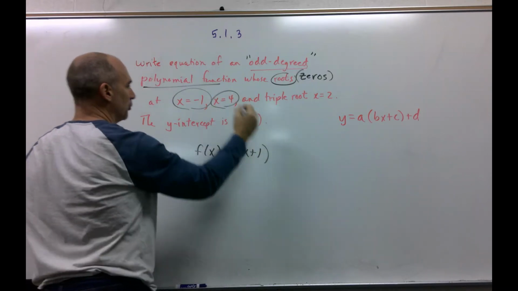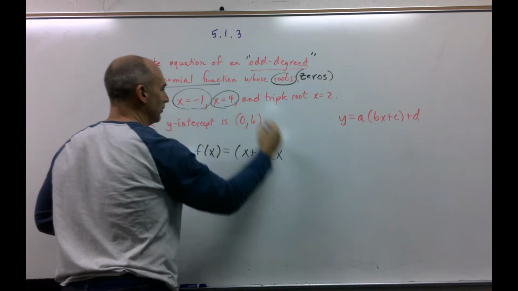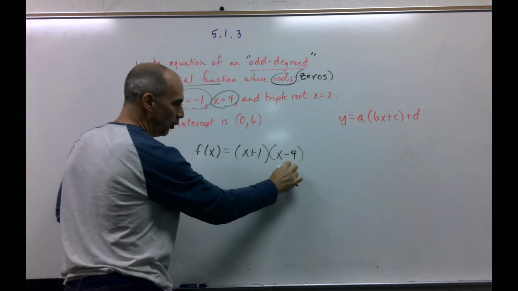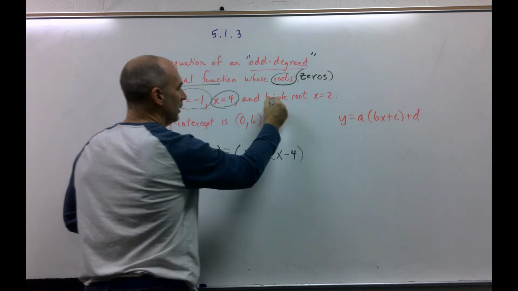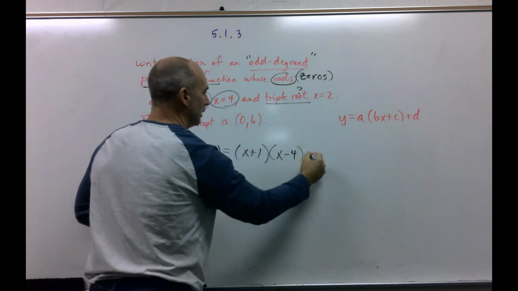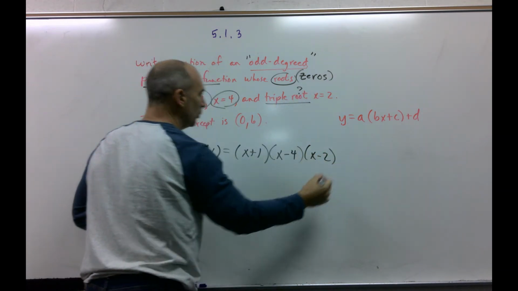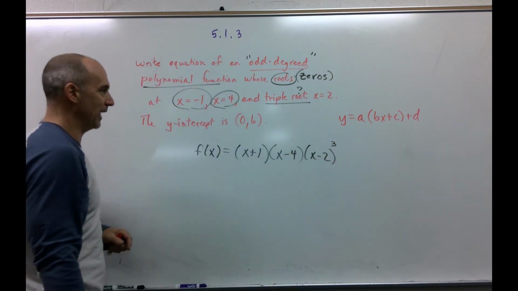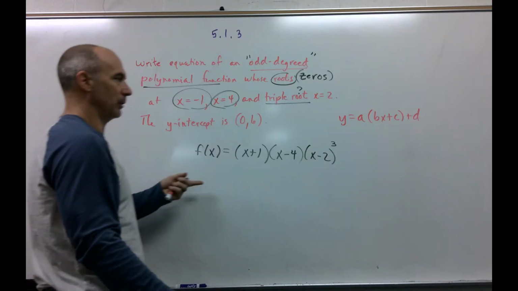If that's a root, then I take the opposite of that, x minus 4, because if I said, hey, what's a 0? I'd say 4, so I'm thinking a little bit backwards. Triple root, what does that mean? It means x minus 2 cubed. Now, we'll talk about that quite a bit, and I'm thinking, okay, I'm done.